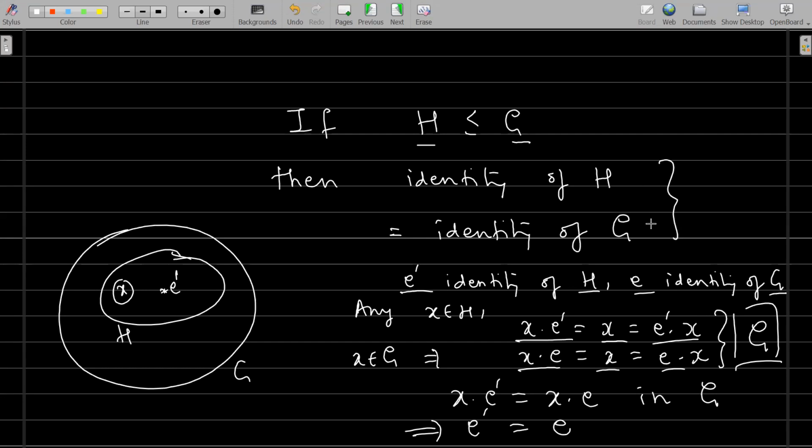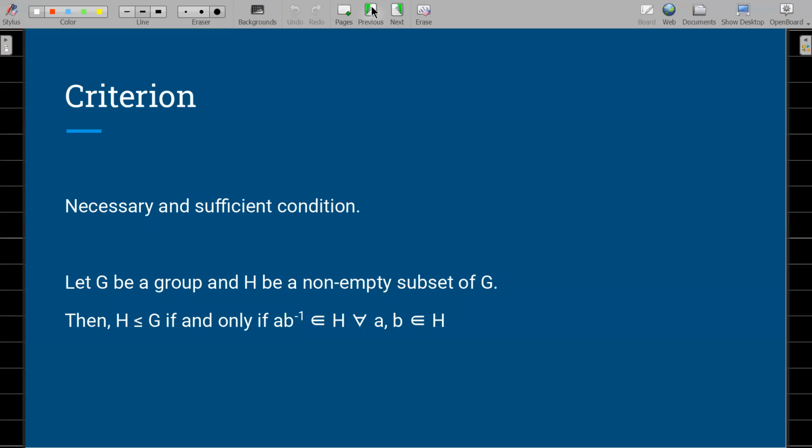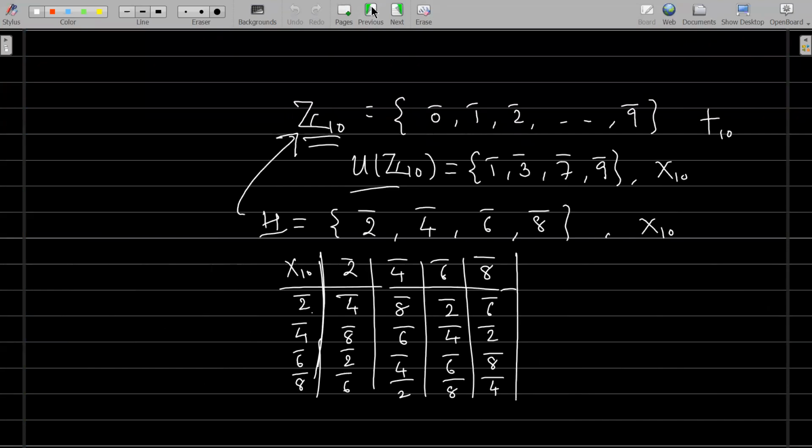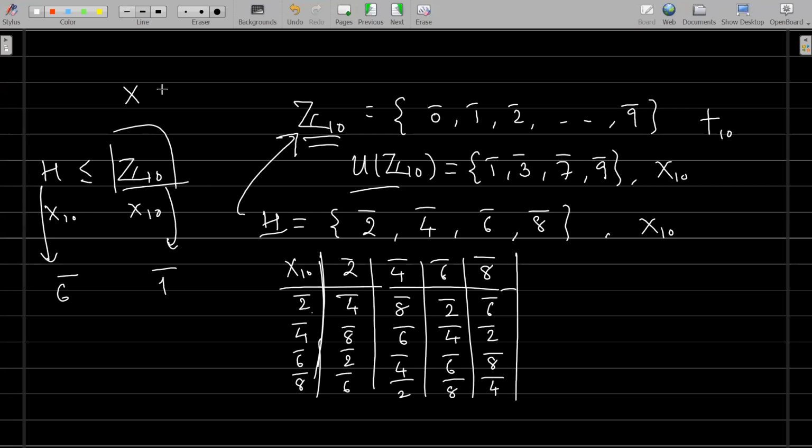So this itself again indicates, for example, surely I can say H is a subset of Z10. On both sides, I have the operation of multiplication modulo 10, right? But here the identity is 6 bar. Here the identity will be 1 bar. If I multiply any element by 1 bar, the answer is itself. And this clearly indicates this cannot be a group. It can't be a group.